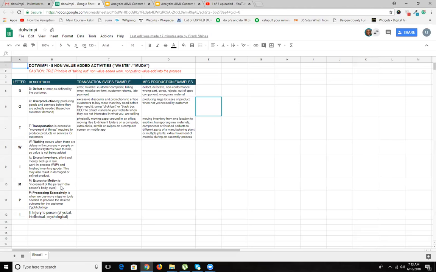And then P stands for processing excessively. That's when we do something more than what the customer would be wanting to pay for. We call it gold plating. So if a customer says, hey, I want a toothbrush or I want a cup of coffee, and you say, well, right now I'm going to put a gold plate on it, make it look really pretty for you. And they say, listen, I don't need a gold plate coffee mug. I just need a basic coffee mug that's got my coffee in it, right? I don't need it to be gold plated. So that concept of gold plating means you're creating or processing excessively.